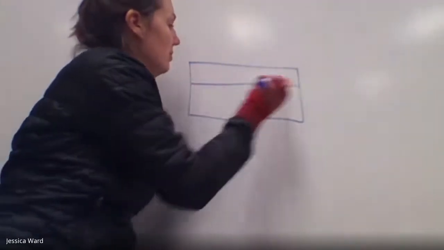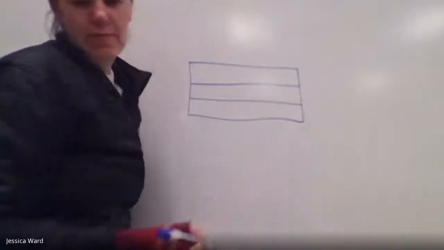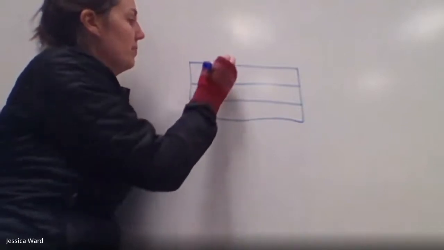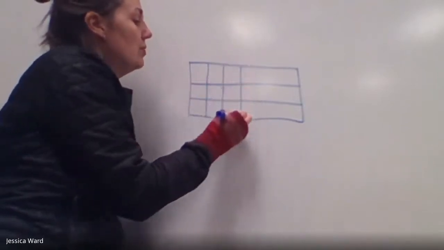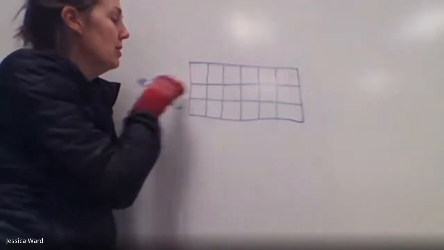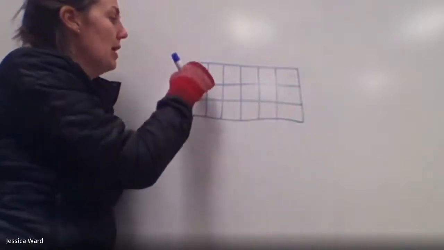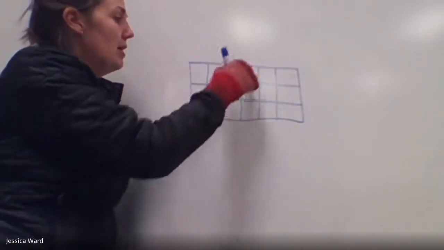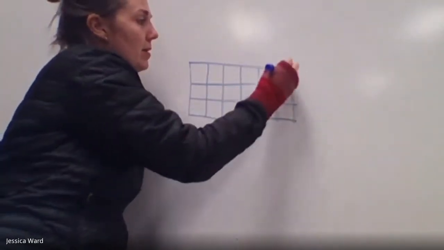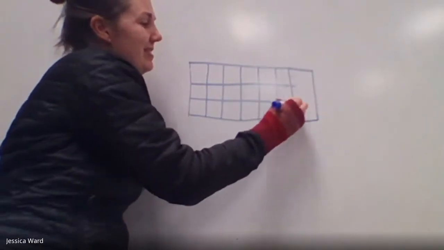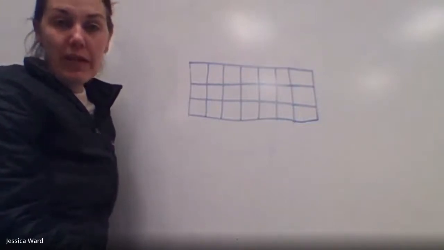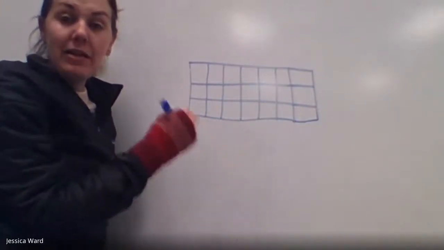So they have 3 rows. And they have 7 columns. So rows go side to side, columns go up and down. So I have 1, 2, 3 rows, and 1, 2, 3, 4, 5, 6, 7 columns. All right. So you have a rectangle that is cut up into pieces that look similar to this in your book.